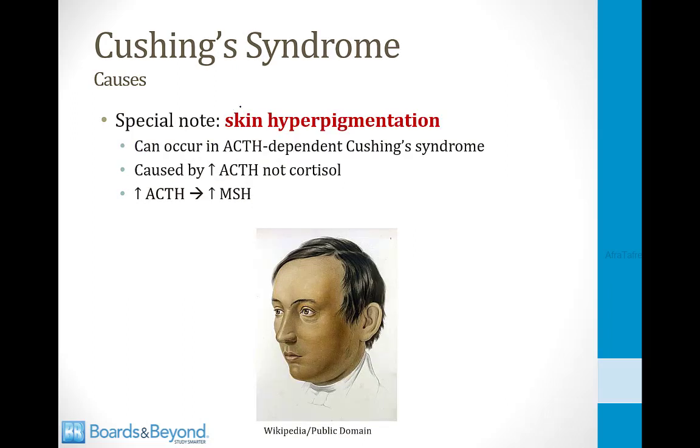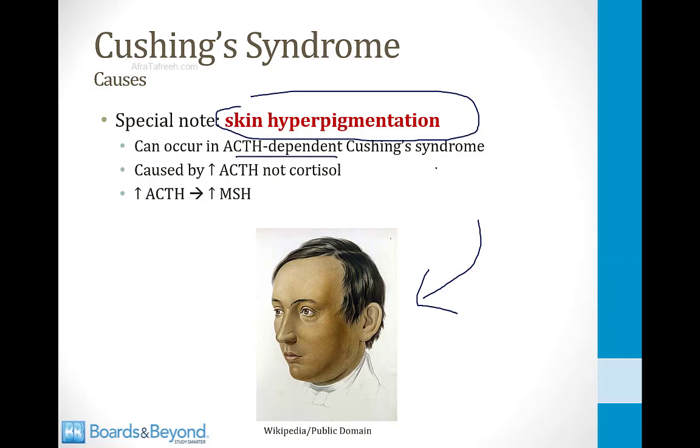Let me make a brief comment on skin hyperpigmentation. Skin hyperpigmentation essentially means looking as if you have a suntan, sort of like this man shown on the screen here. And this is classically associated with Addison's disease, which we'll talk about later, but you should be aware that it can occur in ACTH-dependent Cushing's syndrome. Basically, anytime the ACTH is high, that can lead to hyperpigmentation.